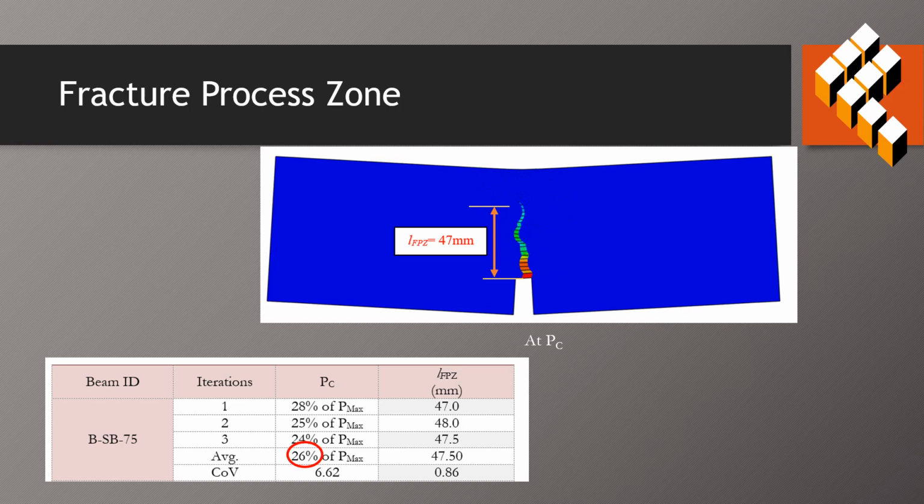What we can observe here, length of fracture process zone is 47 mm, which is attained at 26 percentage of post peak load for the small size beam.